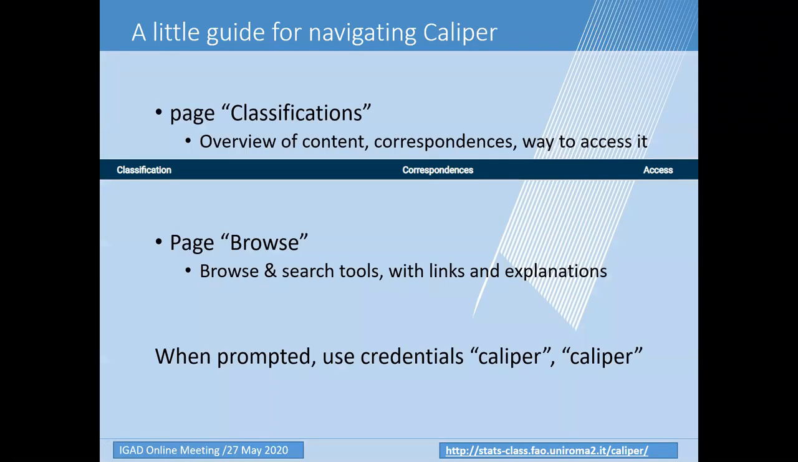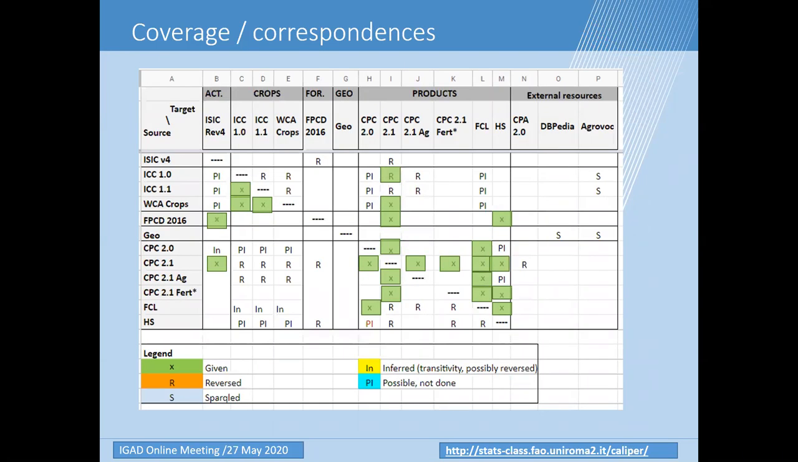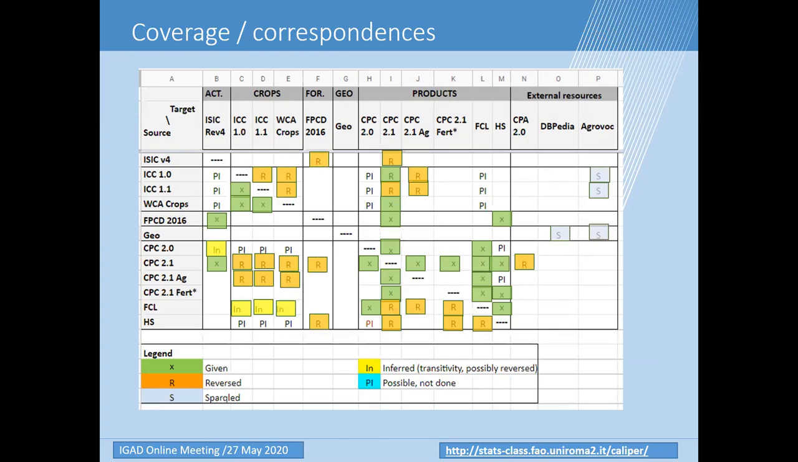But okay, just a hint about how to navigate the website. You can see all classifications available, all content, main menu classifications, and instructions on the page browse. This is the coverage. Correspondences. Okay, this slide is very packed with information. I could say many things, but what I want to highlight to you is this last part in gray, because here is where the connection to outside resources happens.